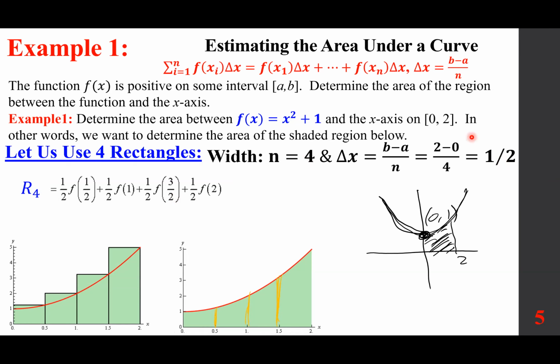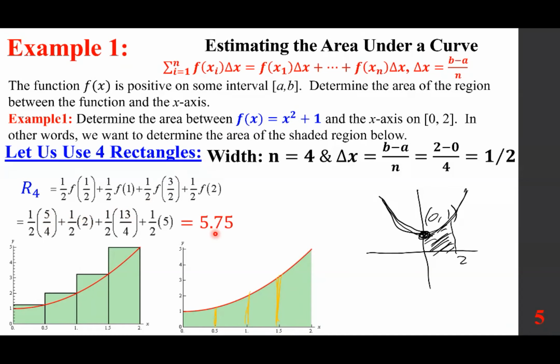And the answer is delta x, which is 1/2, times f of the first point, 0.5, all the way to 2. Now, for example, if I put in 1/2, I get 1/4, and 1 is 5/4. If I want 1, square it, you get 1 and 1, 2. If I want 3/2, square it, I get 9/4, and 1 is 13/4. If I want 2, square it, 4 plus 1 is 5. That's how we get those numbers. We plug it in, and we evaluate it, and it gives us 5.75.